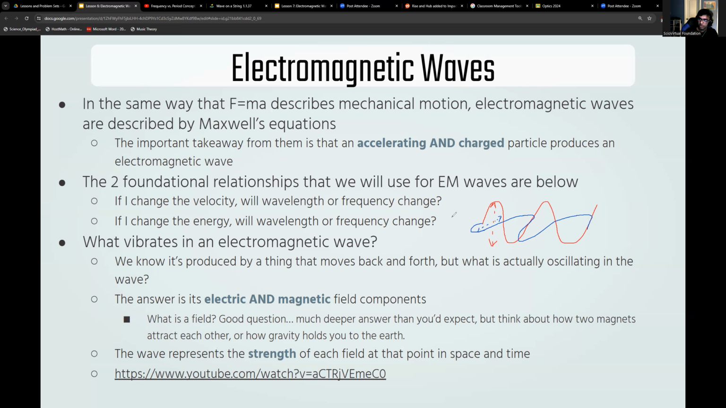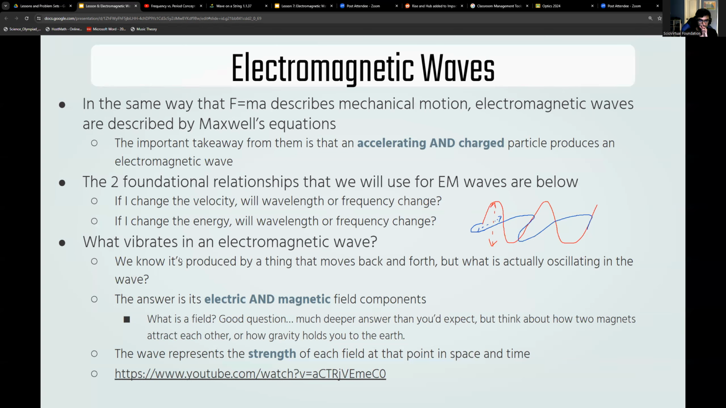So the magnetic field is oscillating perpendicular to the electric field component. And magnetic fields are going to act on... I mean, you can think of magnetic fields as a magnet. That's really the best way I can explain that briefly.